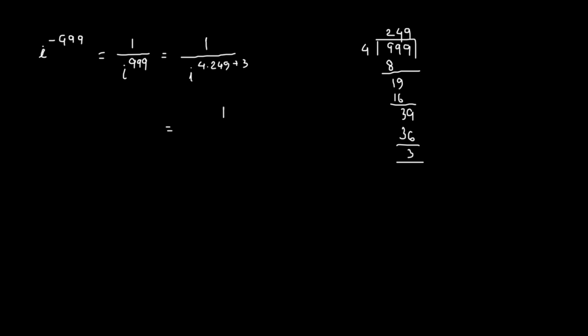So this will be equal to 1 divided by (i raised to the power of 4) whole raised to the power of 249 times i cubed. So this value is going to be simply 1 because i raised to the power 4 is 1. So we are left with 1 over i cubed. And we know that 1 is i raised to the power 4. So i raised to the power 4 divided by i cubed is going to give us i.